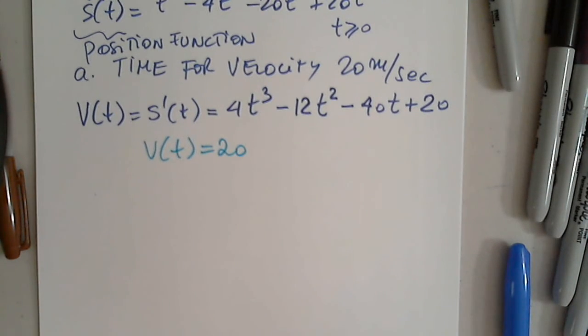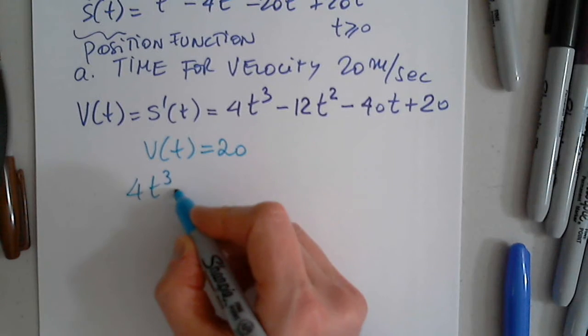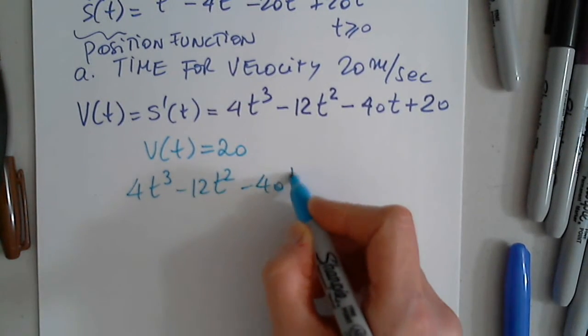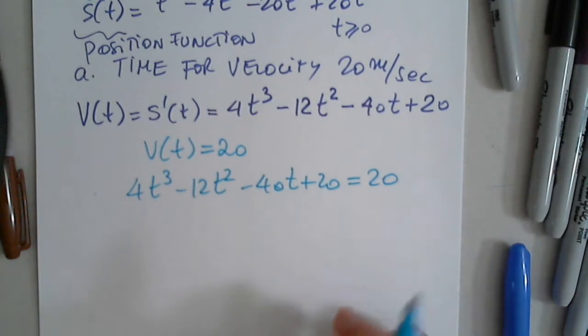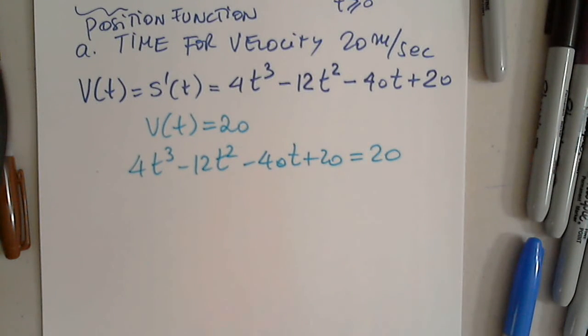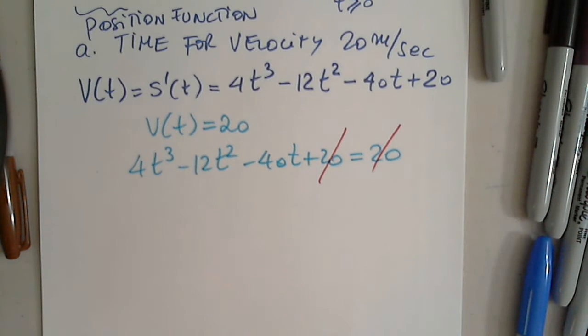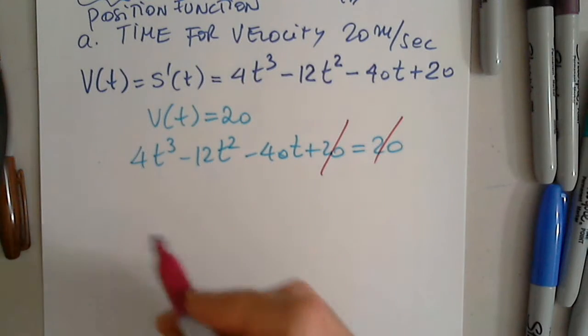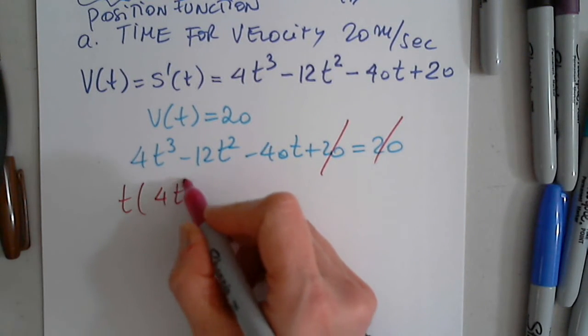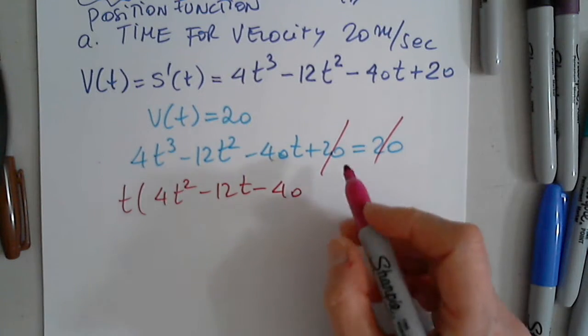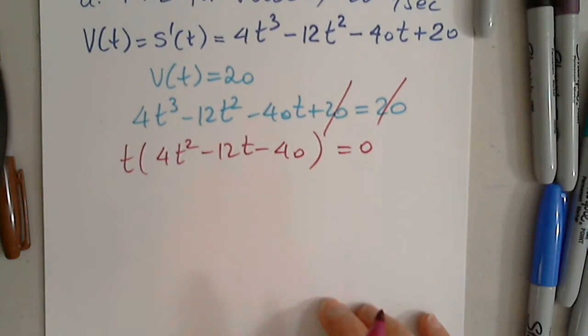Thank you. Good. So then I have 4t cubed minus 12t squared minus 40t plus 20 equals 20. Any suggestions for the next step? Let's move the 20 over to the right and make it 0. Good. Next. What do you think? Factor out a t. Good. So 4t squared minus 12t minus 40 equals 0.